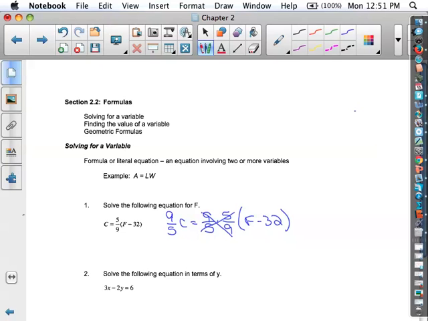Now I'm solving for c, so I have 9/5 c is equal to f minus 32. If I'm solving for f, at this point, I'm just going to add the 32 to both sides. So I will have 9/5 c plus 32 is equal to f. So now I've solved that temperature formula for Fahrenheit instead of Celsius.